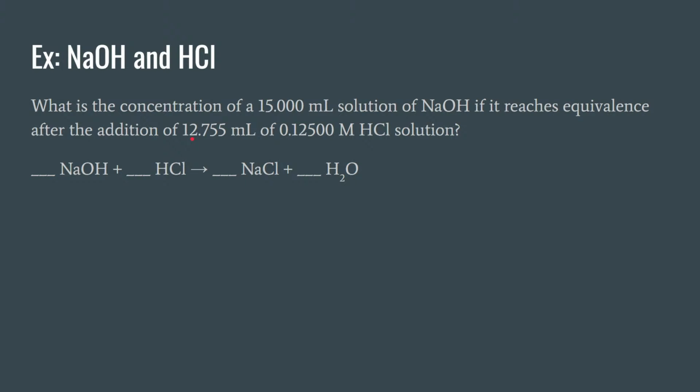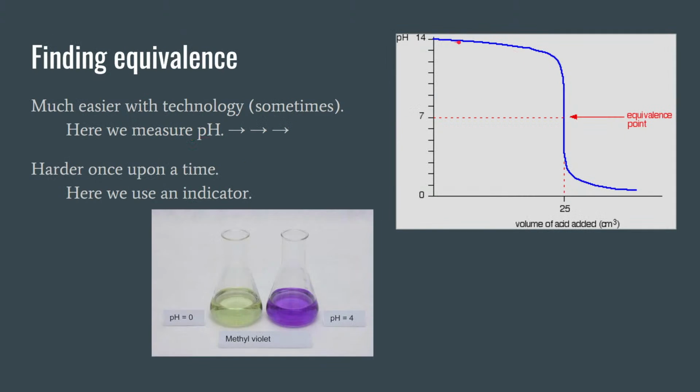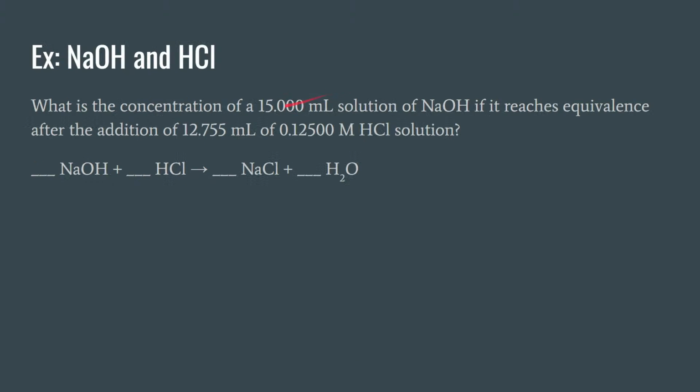And then we slowly do something like this, where we have our base solution, and we just add slowly over time some hydrochloric acid until we see the equivalence happen. Okay, that's all we're doing. So thanks to having a burette, we have a very, very precise measure of the volume of hydrochloric acid that we added. So the sodium hydroxide reached equivalence. It was perfectly neutralized, or as perfectly as we could measure, after we added 12.755 mL of our well-known, well-characterized 0.12500 molar hydrochloric acid solution. So what is the concentration of this sodium hydroxide?